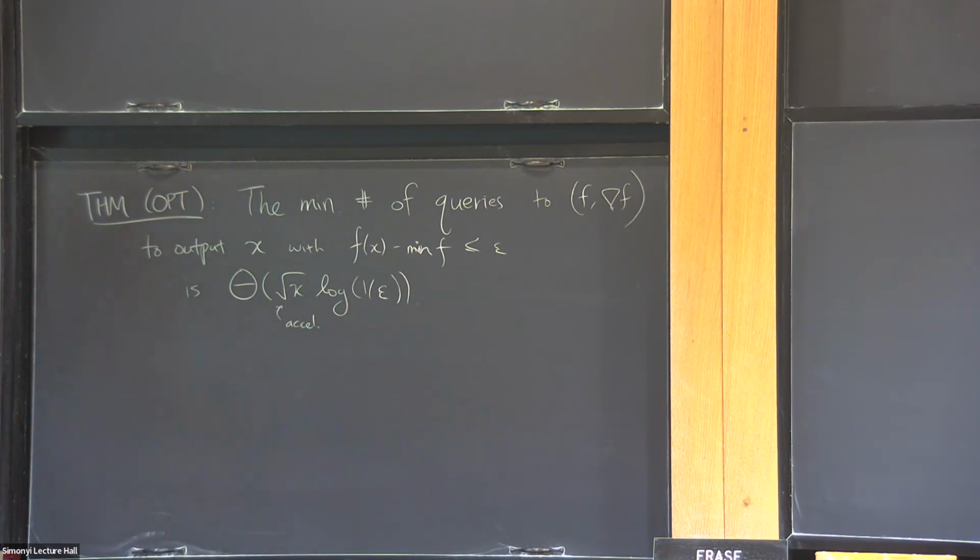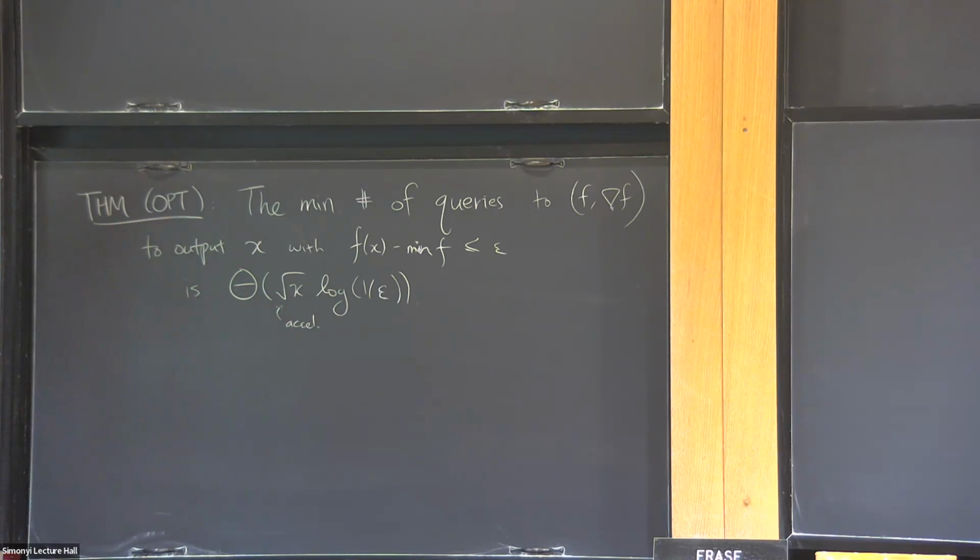Right, this was the breakthrough in optimization that gradient descent is not optimal. You can accelerate and you can put this square root factor here. Also, this is a theta, so there's a matching lower bound, which says that no query algorithm can do better than this, at least in high dimensions.